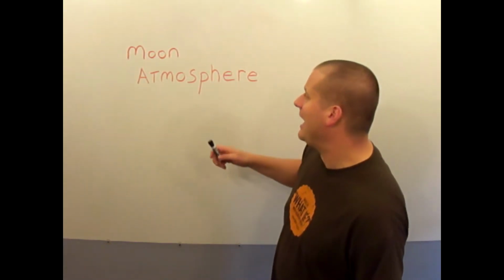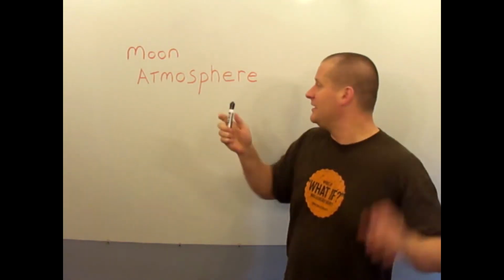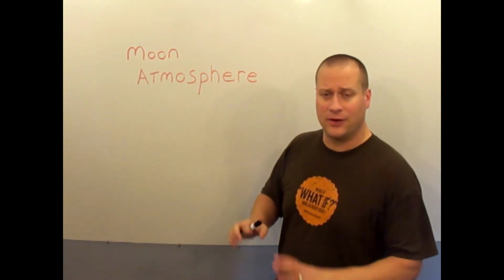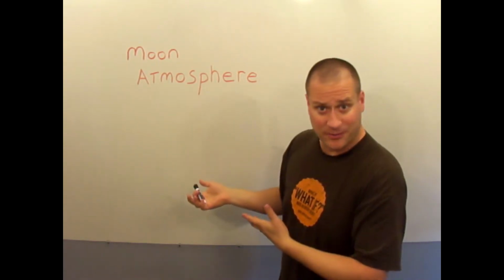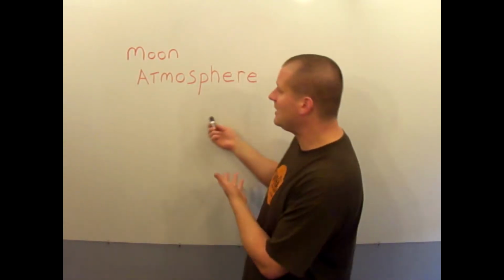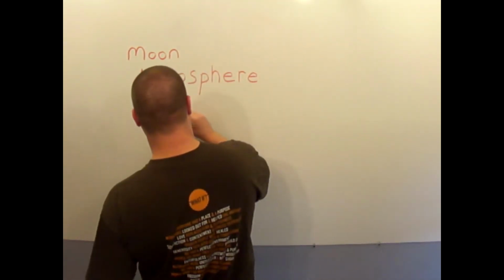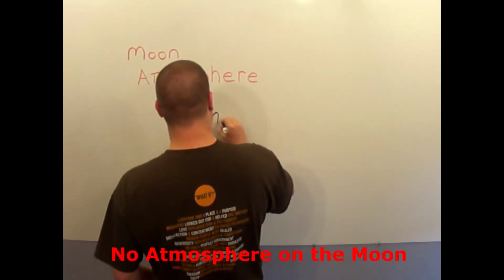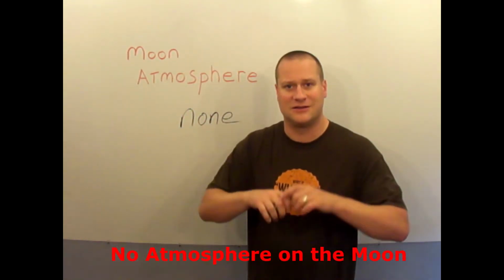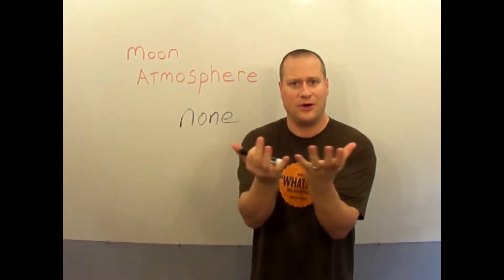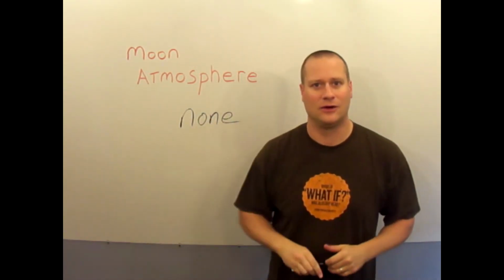So remember we talked about atmosphere. Atmos is like the gases or the mists, and sphere is a ball. So the ball of gases around the moon. We talked about what the ball of gases is like around the Earth. What's it like on the moon? The answer is, there is none. No atmosphere at all around the moon. That means there's no gases, there's no cloud around the moon. It's just space and rock or land.